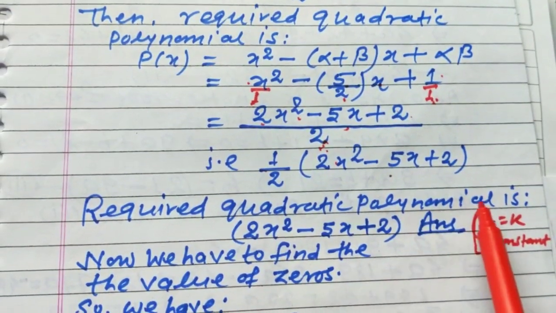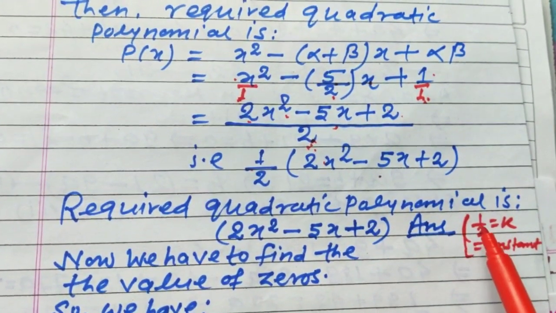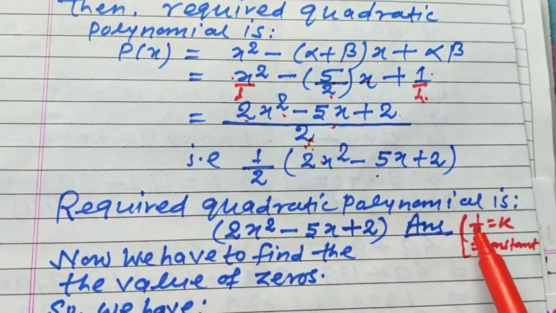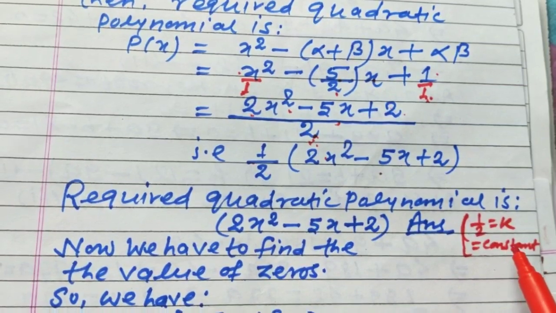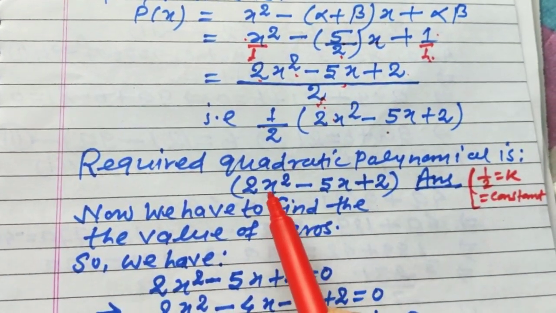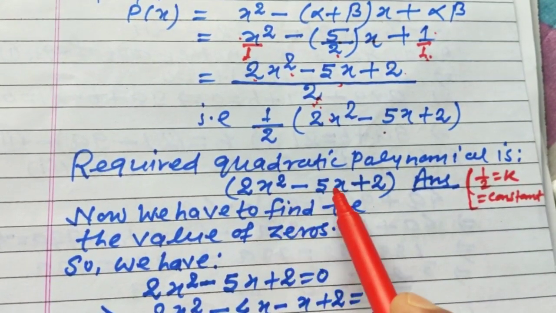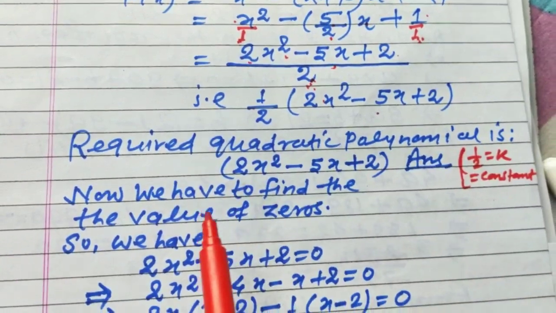So the required quadratic polynomial is 2x square minus 5x plus 2. As we have written here, 1 by 2 is equal to k, which is a constant, and it will finally be equal to 0. So your required polynomial is 2x square minus 5x plus 2. This is the required polynomial.